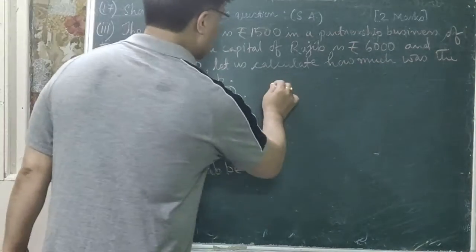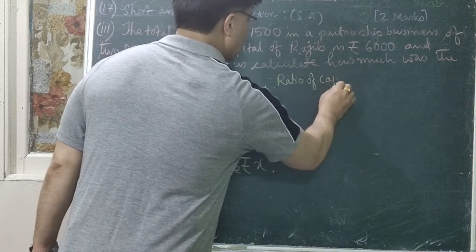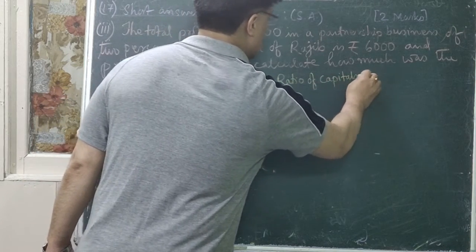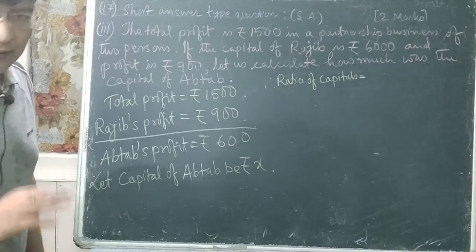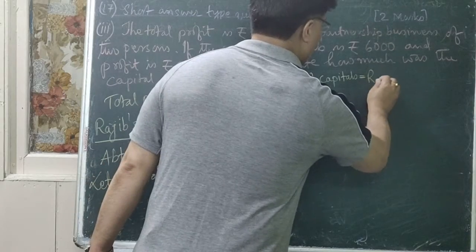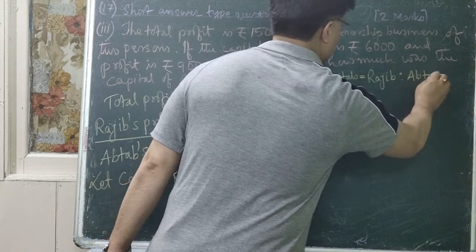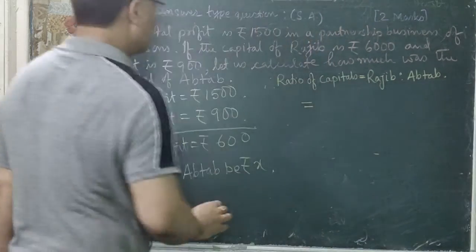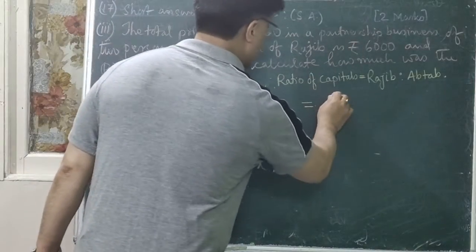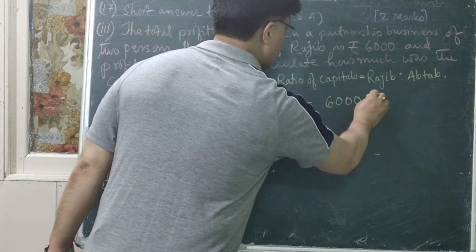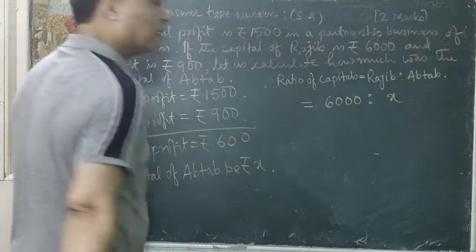profit. So let us find out the ratio of capital first. Ratio of capitals is equal to Rajiv is to Aftab. So what was the capital of Rajiv? Rupees 6,000. This 6,000 is to Aftab ko capital. हामीले suppose गरौँ कति? X, right?